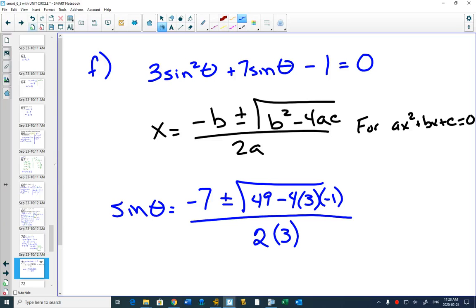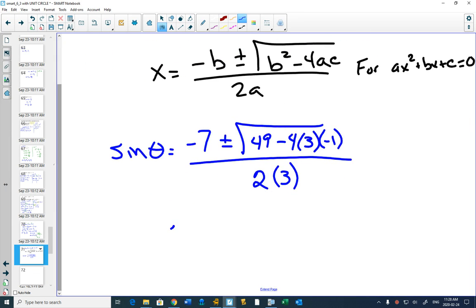Okay, so we've got this. We need to simplify this a little bit. So I'm going to get sine of theta equals negative 7 plus or minus the square root of 49 plus 12, which is 61, over 6.